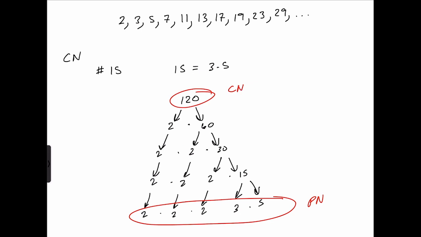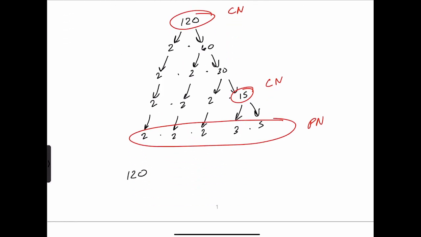Composite number. And for every composite number, there's a unique prime factorization. So let's also include that. So 120 can be written as the product of prime numbers. So as we mentioned earlier, all these are prime numbers. So a product of prime numbers. And if you use your calculator, you'll see that that is equal to 120.